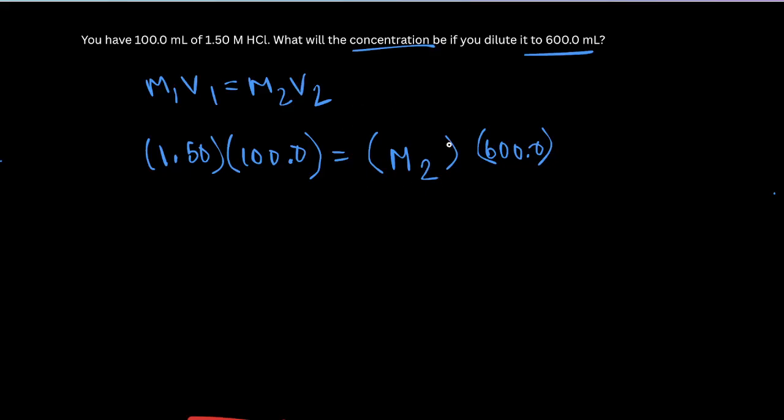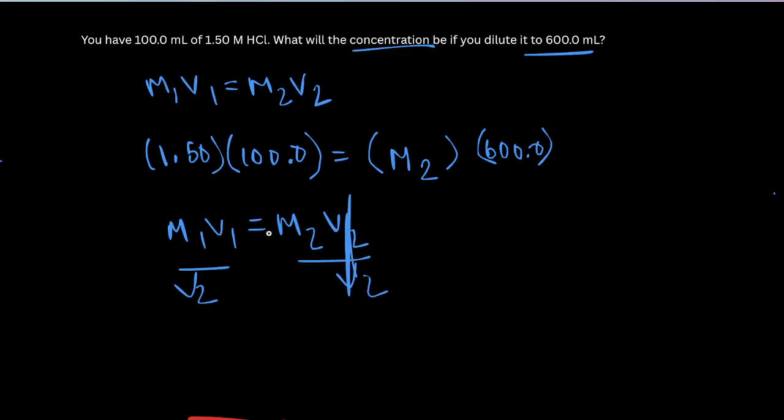So we isolate M2 in this expression. Writing out our formula again, how would we solve for M2? Well, we would just divide both sides by V2. Dividing both sides by V2, we cancel V2 on this side, and it gives us M2 equal to M1V1 over V2.